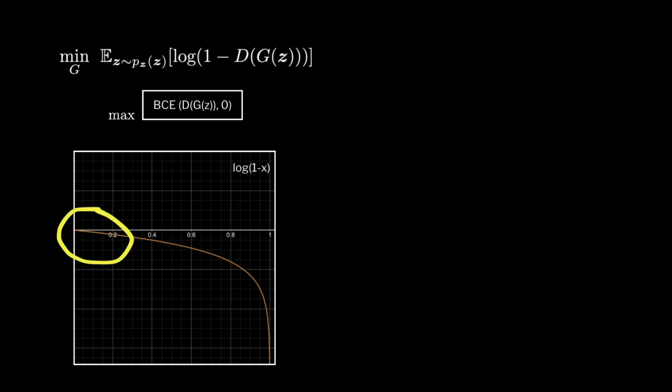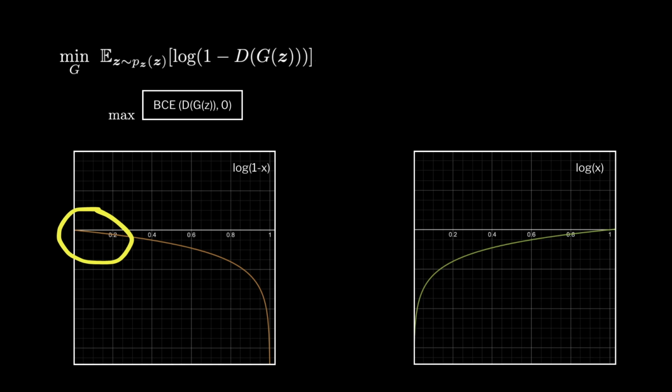The authors instead optimize using the log of x function. Two things to note regarding this. First, minimizing log of 1 minus x is the same as maximizing log of x in the 0 to 1 range, which is what we are working with here.